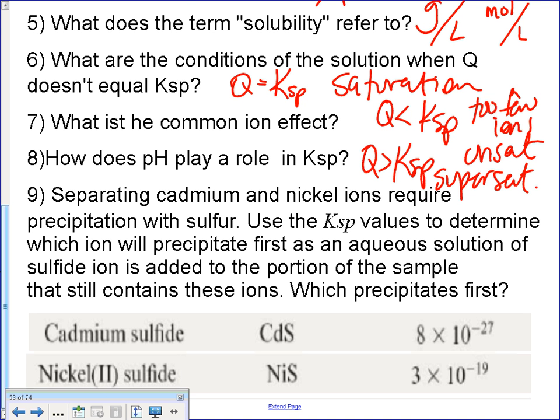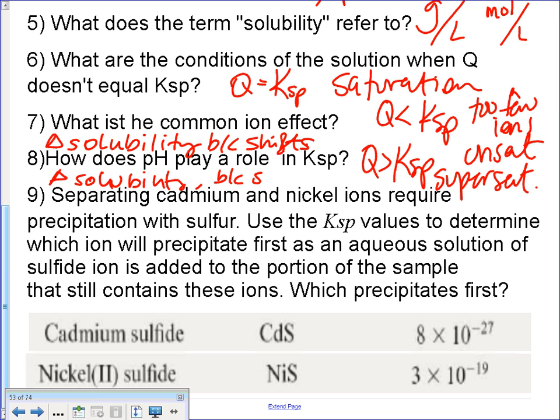And so if you add something that's common to it, it's actually going to change the solubility because it shifts the equilibrium in one direction or another. And we'll get into more details about that momentarily. pH can also play a role because it can, guess what, change the solubility. It's doing that because it shifts the equilibrium a little bit as well. So we'll talk about it consuming and combining with different things.